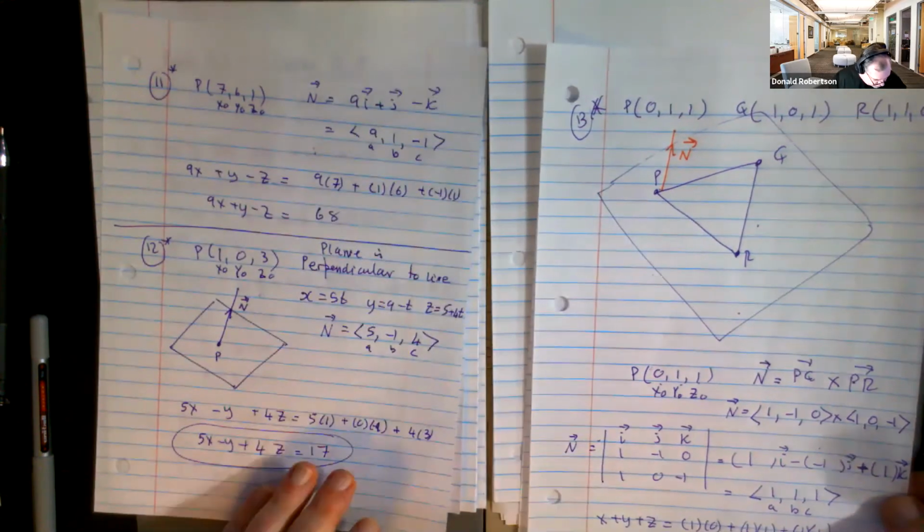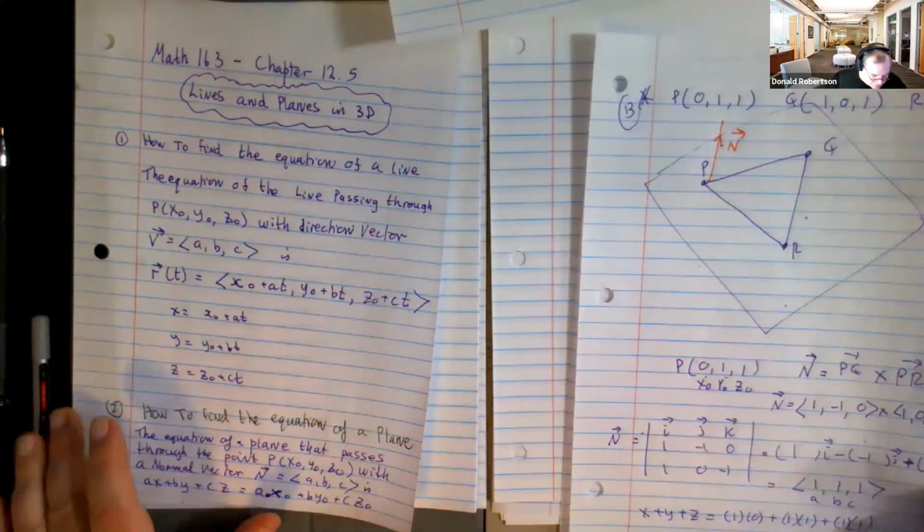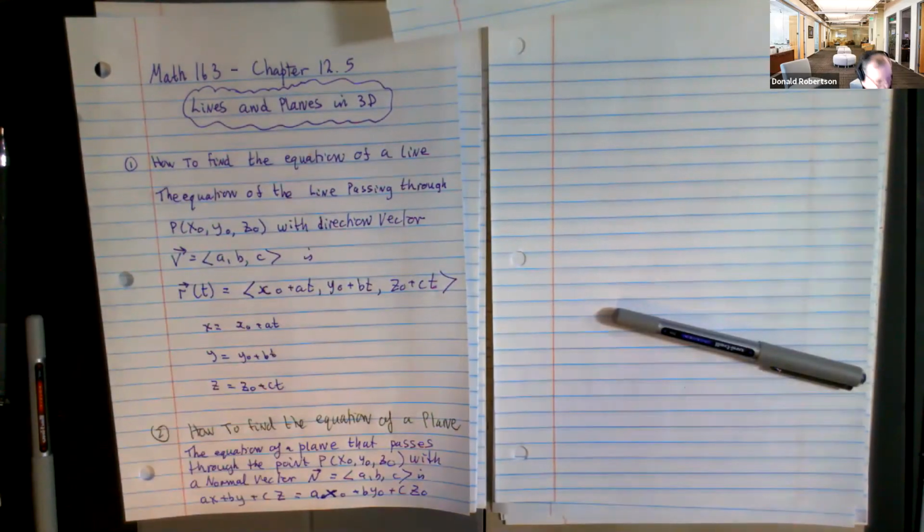Any questions? Are we good? Although we're finding different things, isn't the process kind of similar? Give me a point, give me a vector, plug it into an equation. One will get you a line, the other will get you a plane.